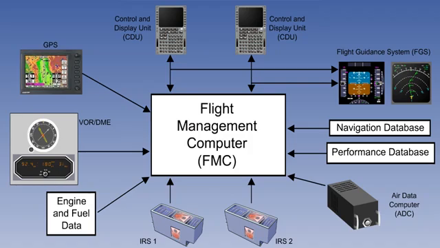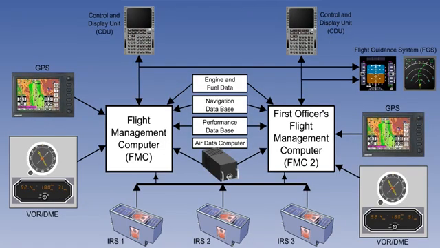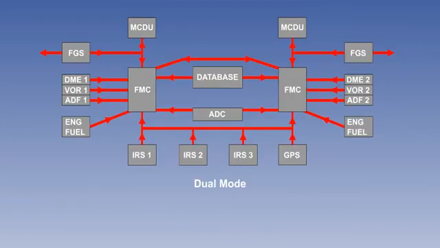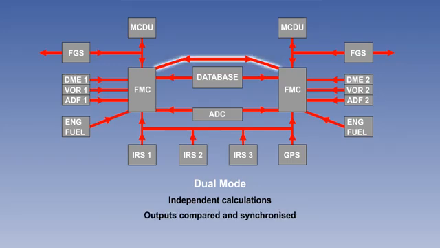We said earlier that an FMS may be structured to have either one flight management computer or two. On those systems that have two, there are reversionary modes. Here is the system in its normal configuration. This is called dual mode. Each flight management computer produces independent calculations. The outputs are compared and checked for agreement. Minor differences are synchronized to one nominated FMC, usually the captain's. This results in both pilots' CDU displays being identical.